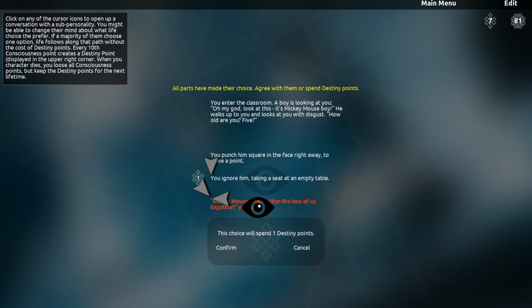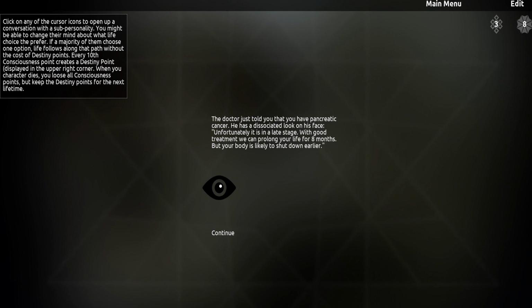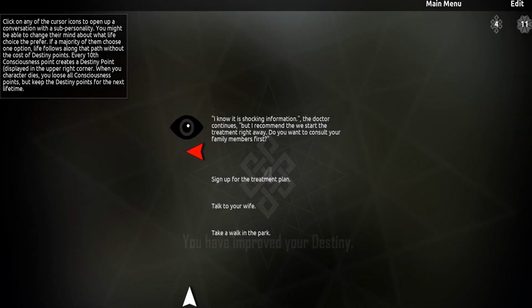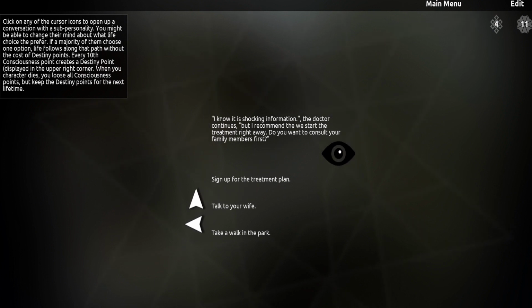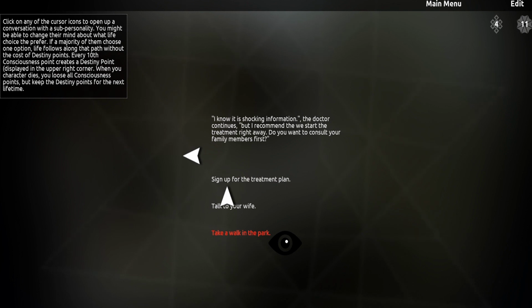But I want to jump ahead now to the end of a character's life to see what happens then. So this person here is experiencing that the doctor just told you that you have pancreatic cancer. He has a dissociated look on his face. Unfortunately, it is in a late stage. With good treatment, we can prolong your life for 8 months, but your body is likely to shut down earlier. Well, what can we do now? I know it is shocking information, the doctor continues, but I recommend that we start the treatment right away. Do you want to consult your family members first? So, and there is a choice between you sign up for the treatment plan right away, you talk to your wife first, or you take a walk in the park to think about this.